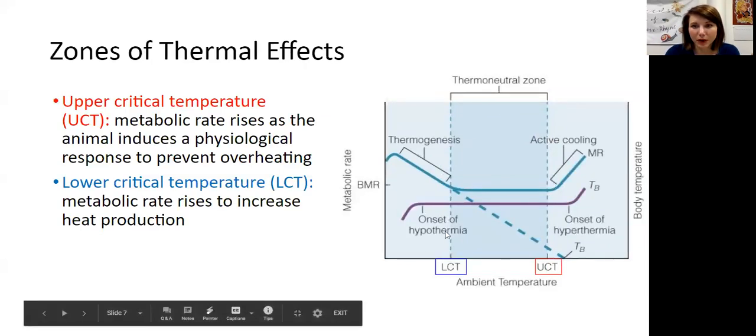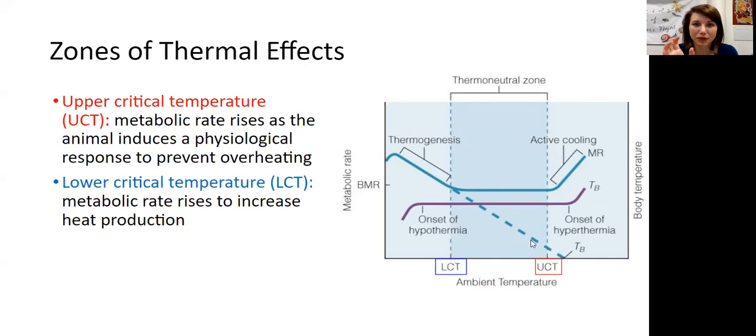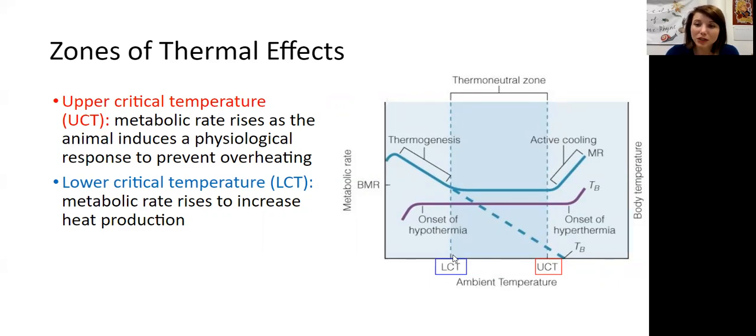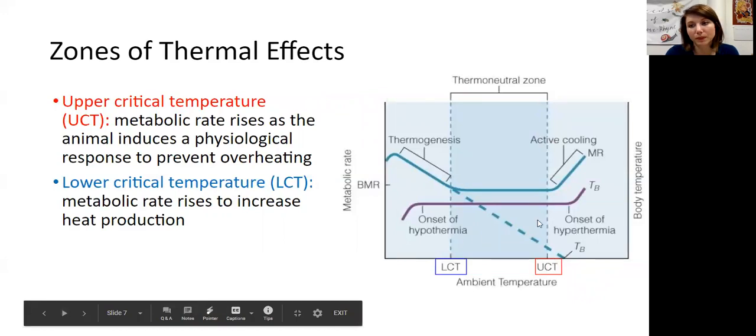So then if we look down below, we have these dotted lines that are coming off of our thermal neutral zone. And on one end, we have the upper critical temperature. So the upper critical temperature is a point where the metabolic rate is going to rise in order to prevent overheating. Then we have the lower critical temperature, where the metabolic rate is going to rise in order to produce more heat. So basically, when you're in the thermal neutral zone, your metabolic rate is going to stay constant.